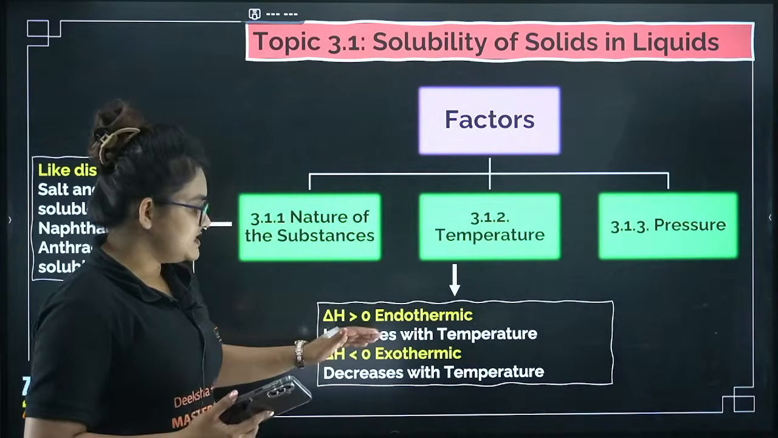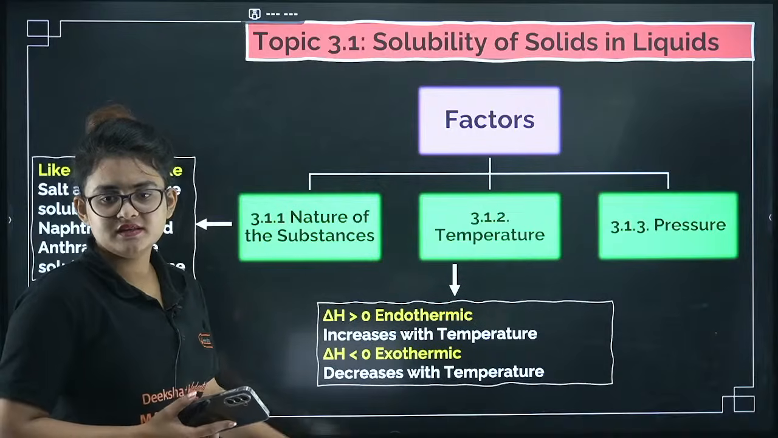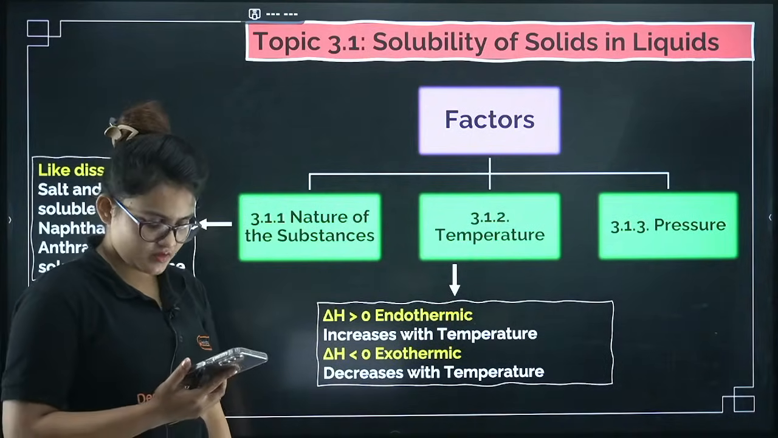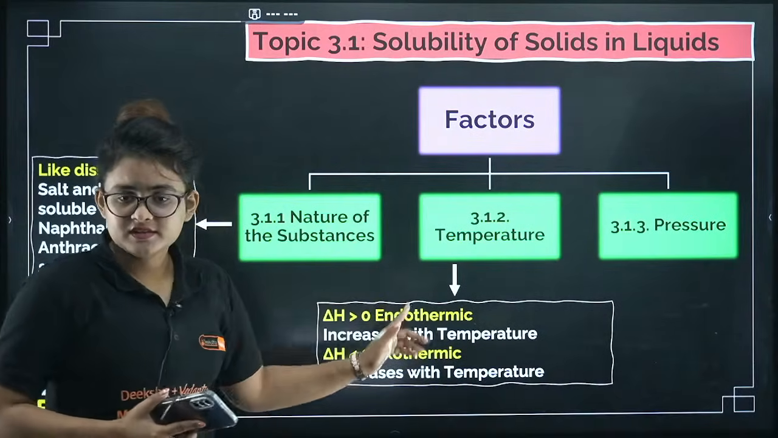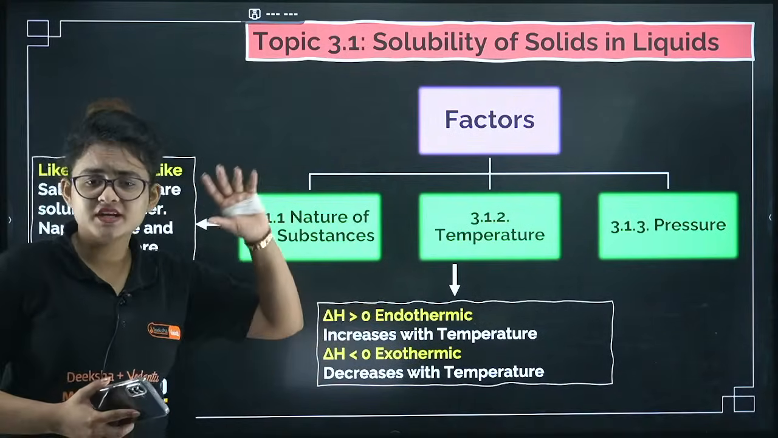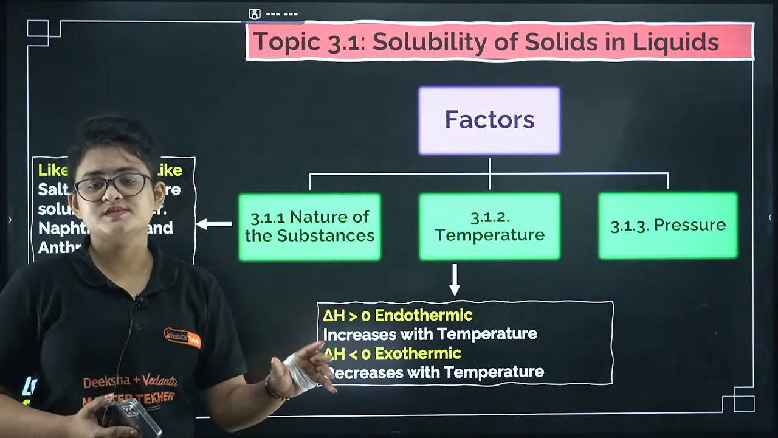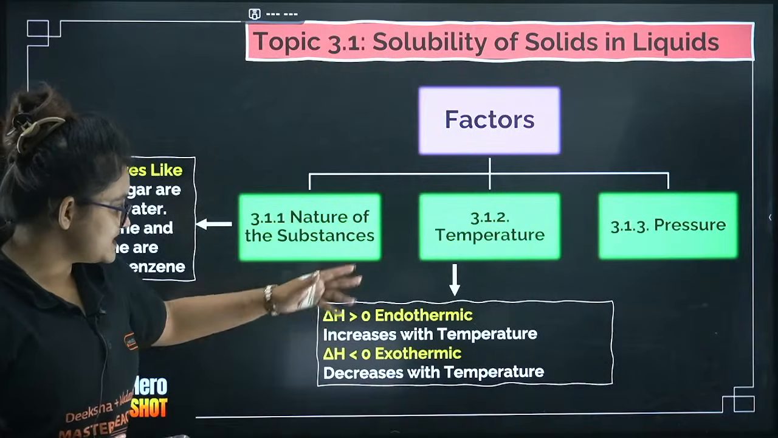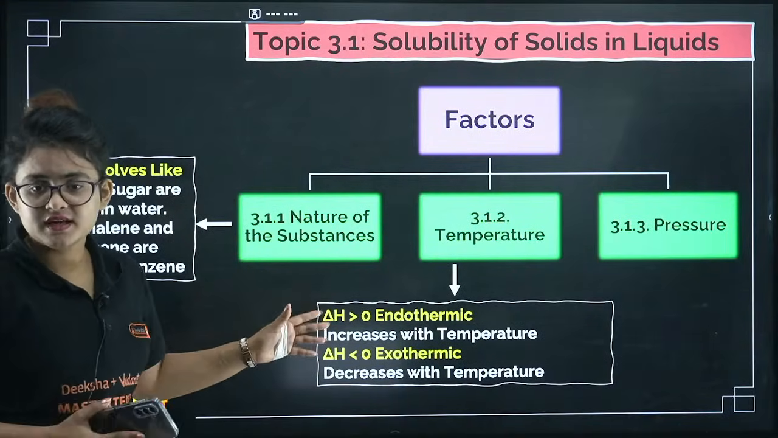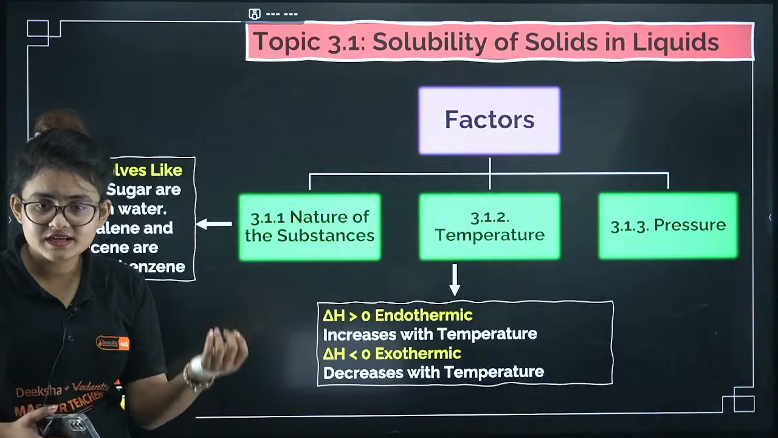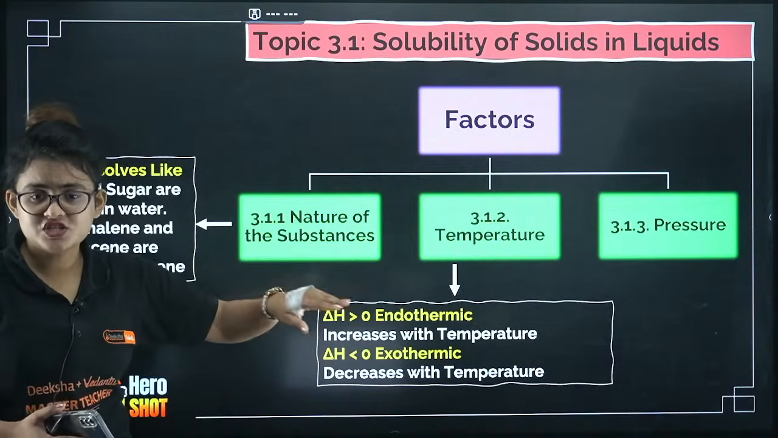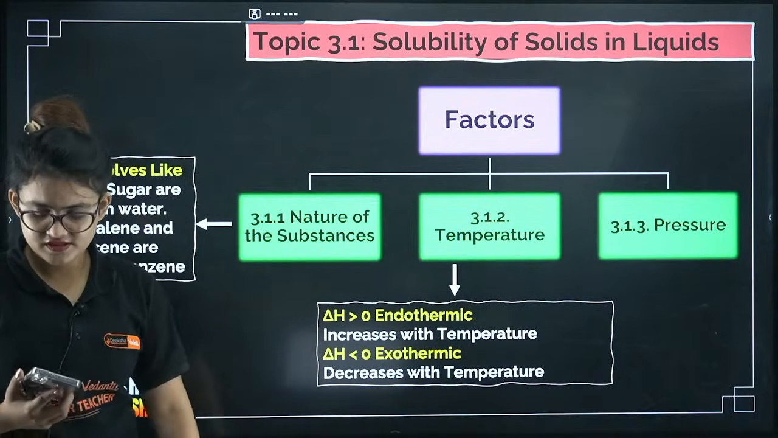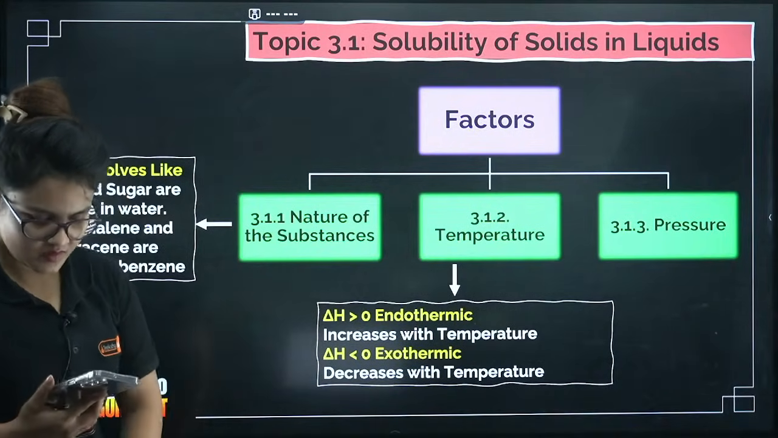Okay, if del H is negative, that is exothermic, then the solubility decreases with temperature. So what I told, just write the gist from here. I tried to make it as simple as possible in the form of a brain map. Here you can see, whenever del H is greater than 0, meaning endothermic, then solubility increases with temperature. When del H is less than 0, meaning it is negative, then it decreases with temperature. Okay.